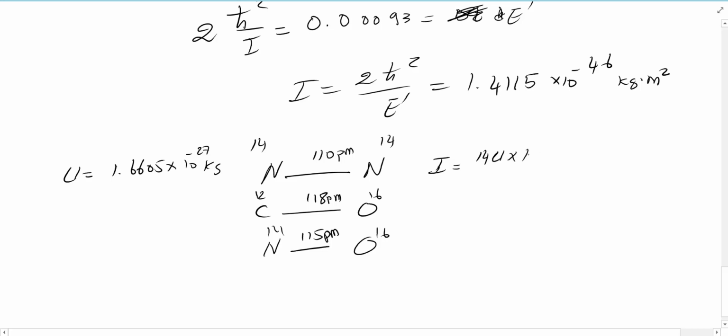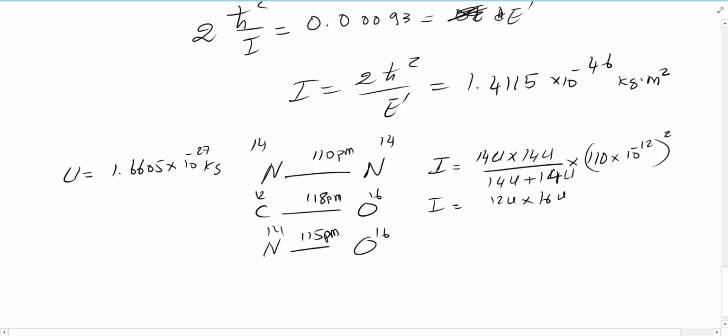So the product of the masses, both masses are the same, divided by the sum of the masses, both masses are the same. And this is U, that's 4, okay? Times the separation squared, which is 110 times 10 to the negative 12 squared. So this is the first one. The second one is going to be the same formula: 12U times 16U over 12U plus 16U, times the separation, which is 118 times 10 to the negative 12 squared.